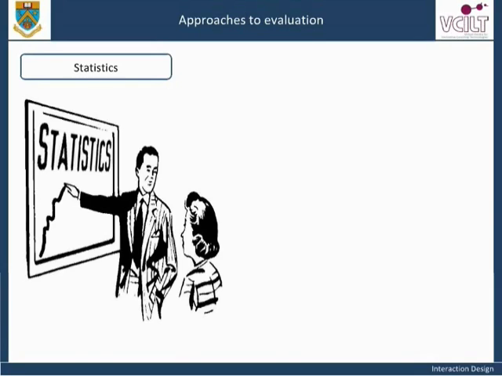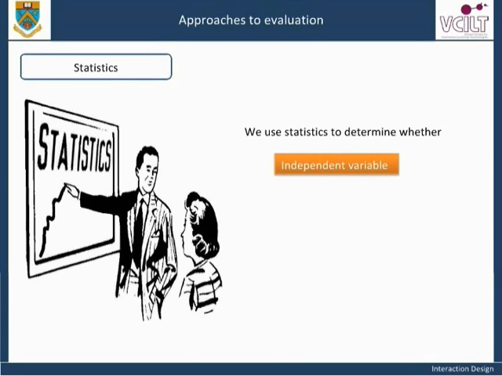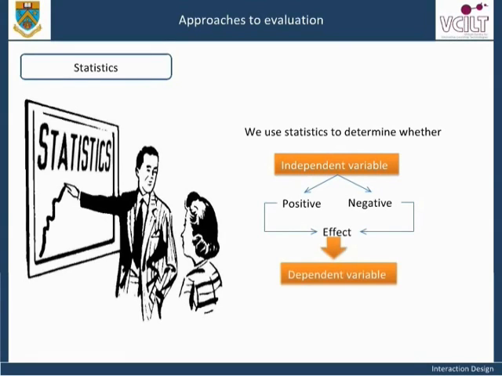Statistics. We use statistics to determine whether an independent variable such as the kind of input device has an effect, positive or negative, on a dependent variable such as the time to complete a task, and that this has not come about by chance. A thorough coverage of statistical analysis is outside the scope of this unit. Suffice to say that we are looking for results that are statistically significant. That is, we believe that they did not occur purely by chance.